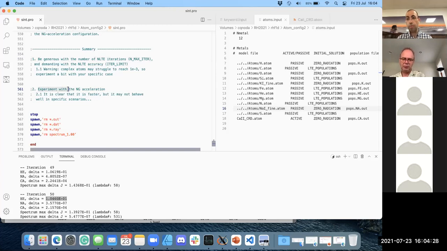As you saw, it's clearly faster with calcium. It was also faster when we combined calcium and sodium. But in the case where we added helium, it was making it worse. So it's something that you have to play with a bit. And in general, when you have really large atoms, then you can see a big difference.